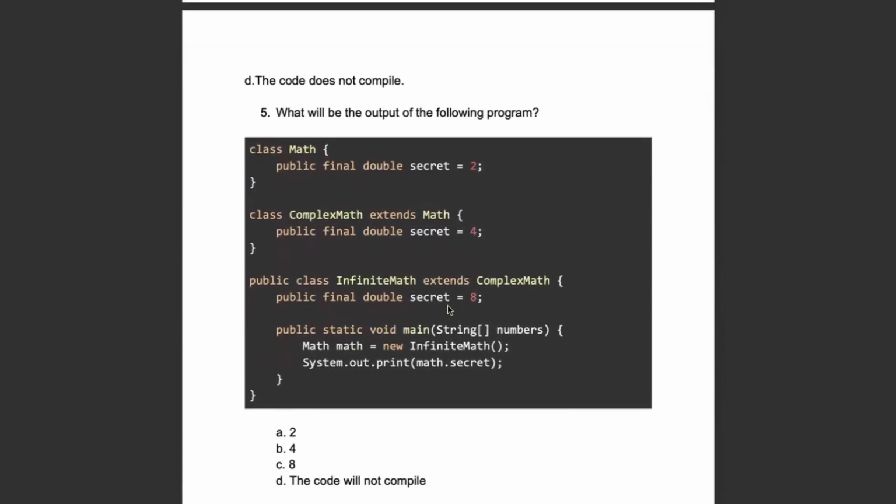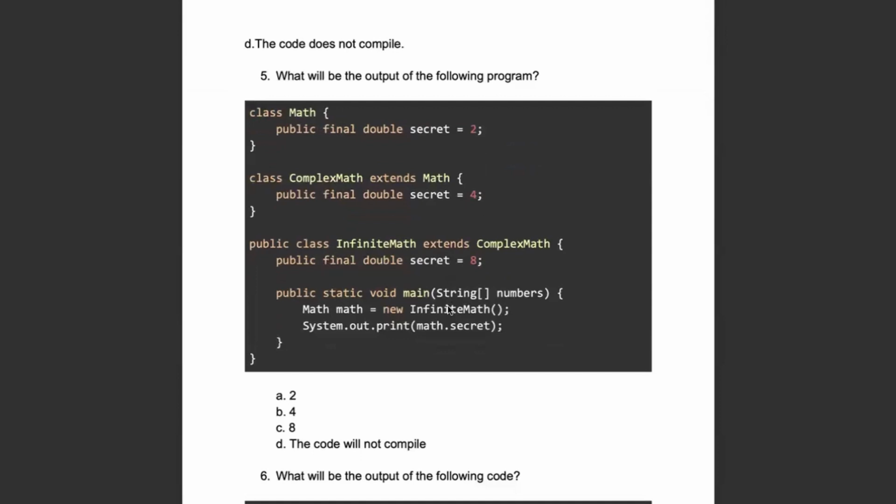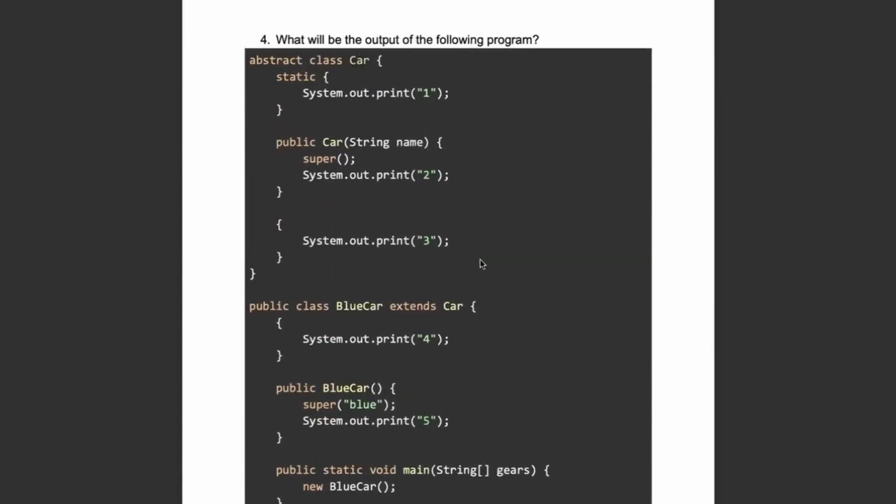Fifth question. What will be the output of the following program? There is a class Math. We have a secret, 2. There is a complex class, ComplexMath. Its secret is 4. We have InfiniteMath that extends ComplexMath. Its secret is 8. Okay, sorry, one thing. Let's just print this and see.